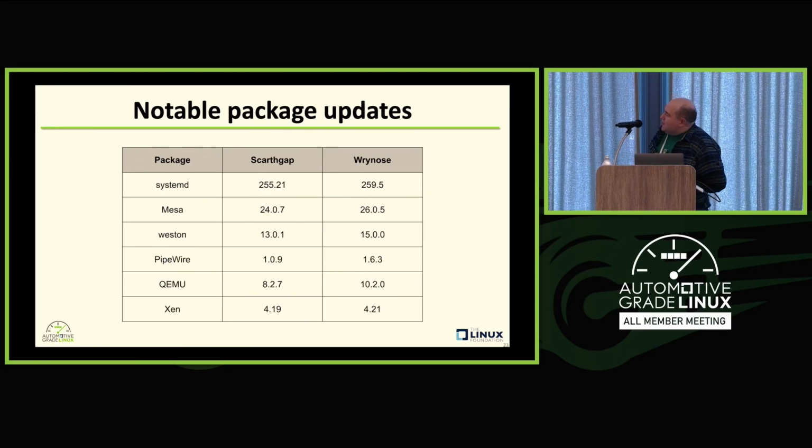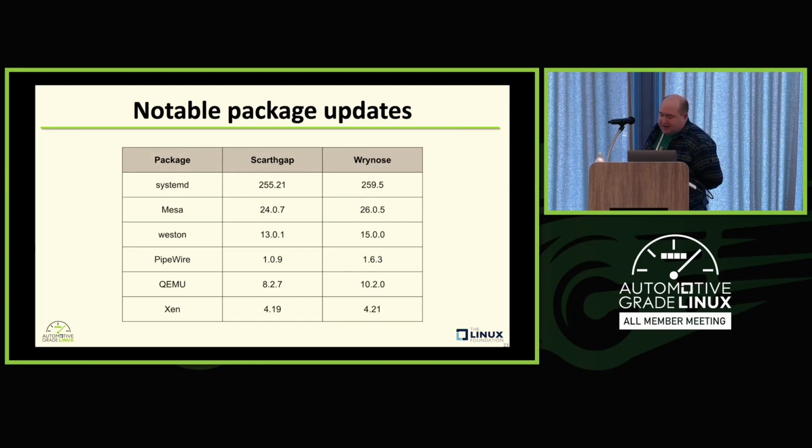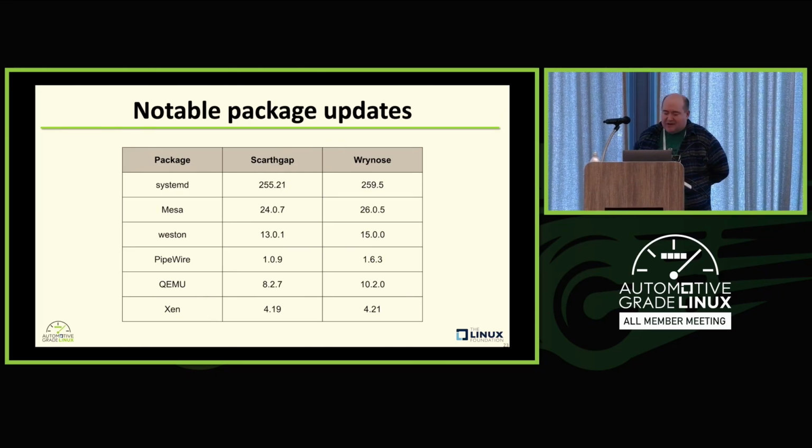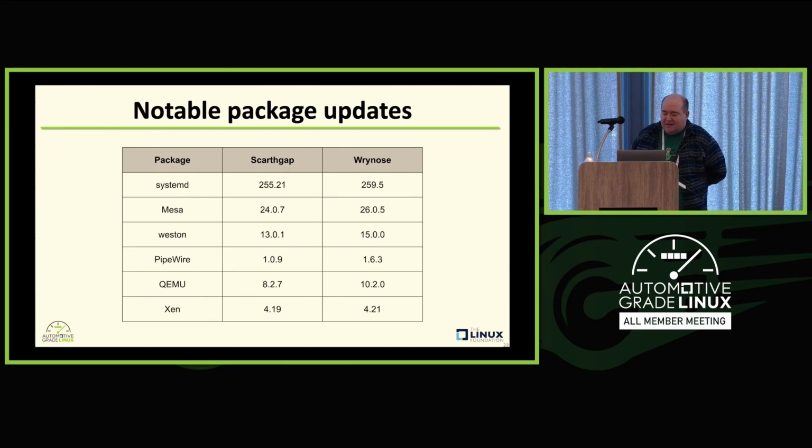So here's some other notable packages. I won't go into huge details here. I'll pick the specific ones. So Weston is always fun for BSP maintainers. Weston 15 is now what's in Wrynose. I actually had to push that upstream. And I guess systemd has a somewhat significant jump there, and Mesa.